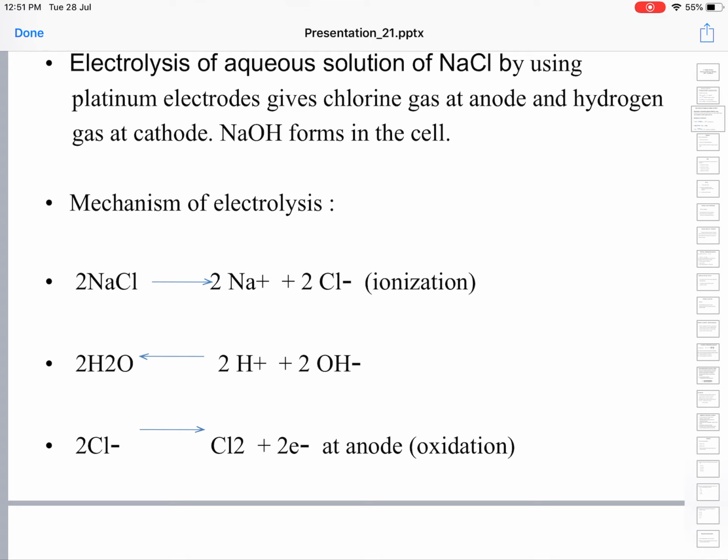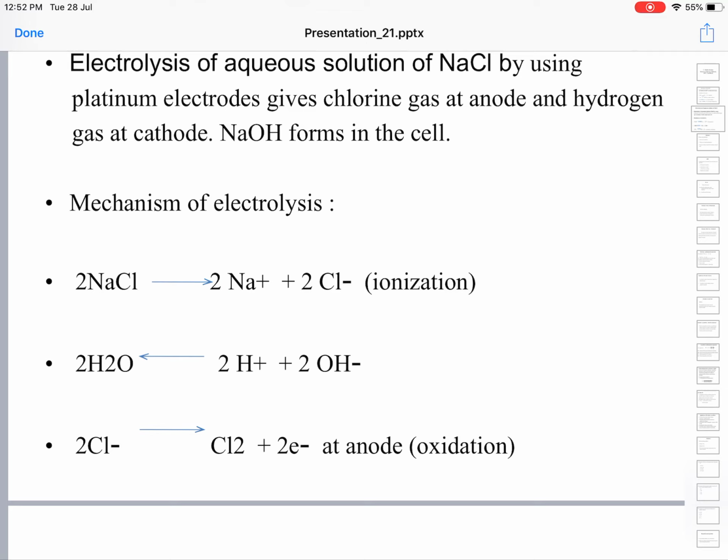But here you have dissolved sodium chloride in water. Water also ionizes into H plus and OH minus. 2H2O gives 2H plus and 2OH minus. So here in the aqueous solution of sodium chloride you have two positively charged ions, Na plus and H plus, and two negatively charged ions, Cl minus and OH minus.